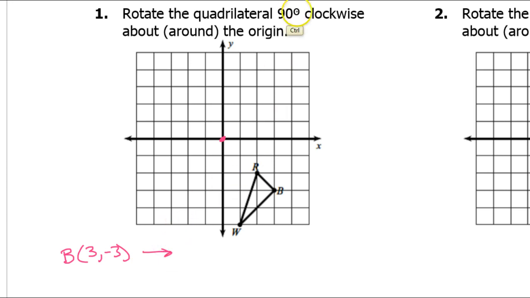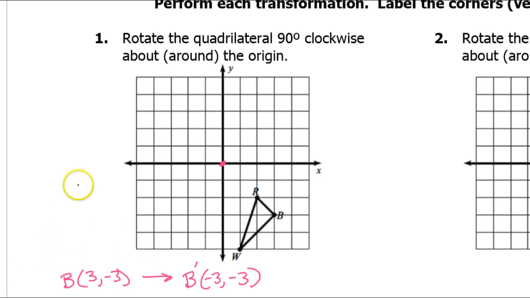So if we're going to do a 90-degree clockwise rotation, the coordinates should switch places, but the x value should change signs. So the y value is going to stay the same. See the negative 3? It's going to go first and stay the same. The x value of 3 is going to go second, and it's got to change signs. So this should be the coordinates of B prime.